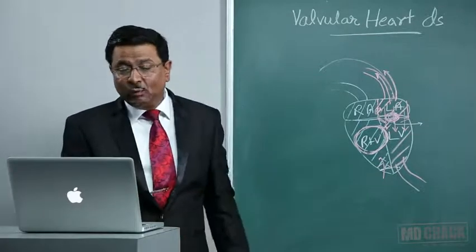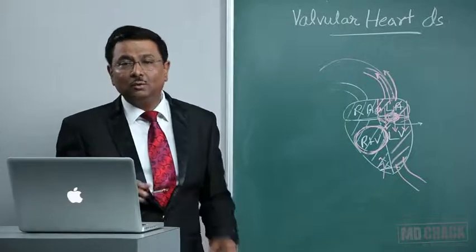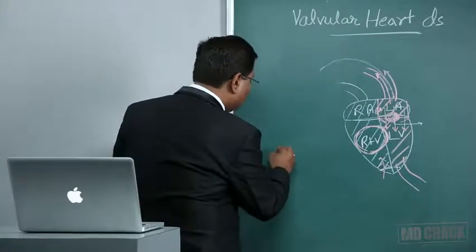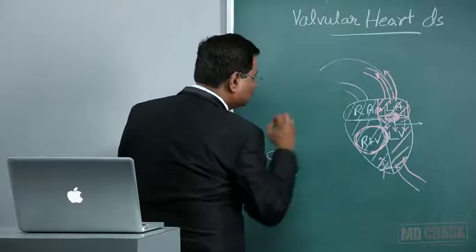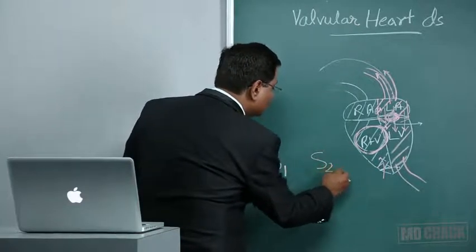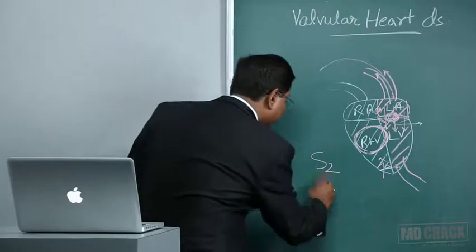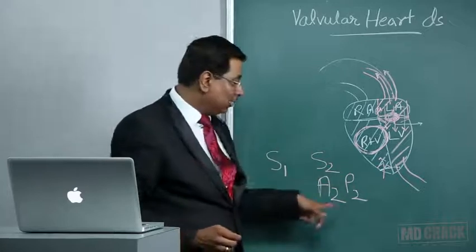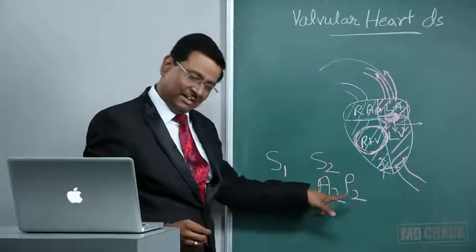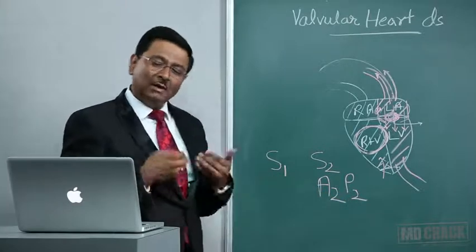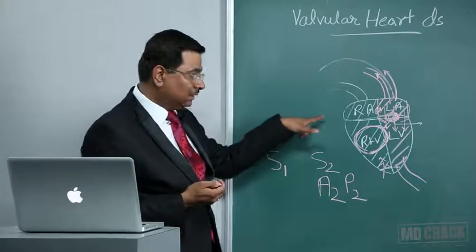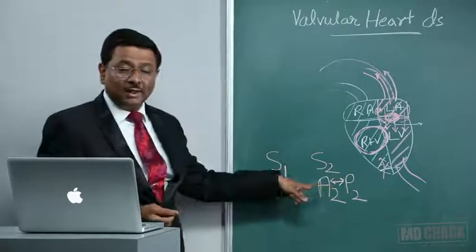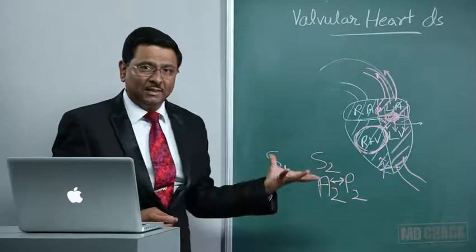In both the conditions, you get a wide split S2, which can be confused with OS. I just want to tell a few words about S2. As we all know, the first heart sound is because of the closure of the mitral valve, and then we have the second heart sound, which has two components, the A2 component and the P2 component. The A2 component comes from closure of the aortic valve, and the P2 component comes from closure of the pulmonary valve. In atrial septal defect, there could be splitting of the second heart sound, and this splitting can be confused with opening snap.